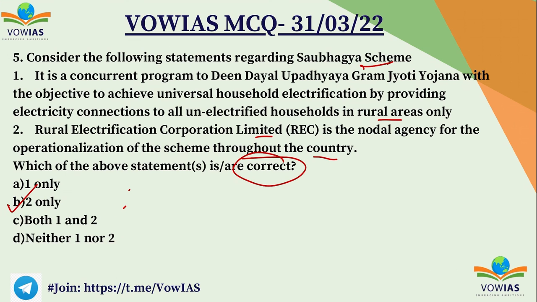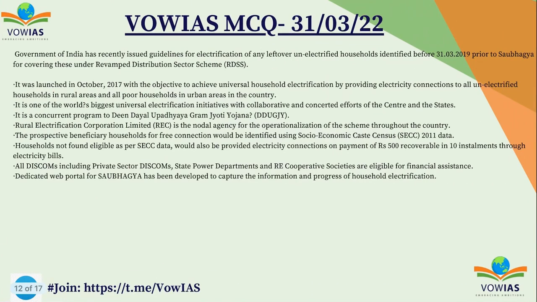Because it is not a concurrent program to the Deen Dayal Gram Jyoti Yojana. Okay, it's not like that. And though it is a concurrent program specifically, it is not only to bring universal household electrification in rural areas. Okay, it is for everyone. So that's why the first statement is wrong. But yeah, just make a note of this. It is a concurrent program to Deen Dayal Gram Jyoti Yojana, right? The rest of the details about this scheme are given here. You can just go through them.